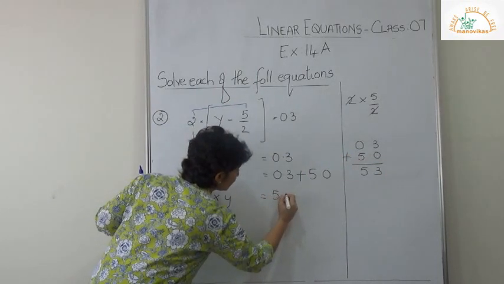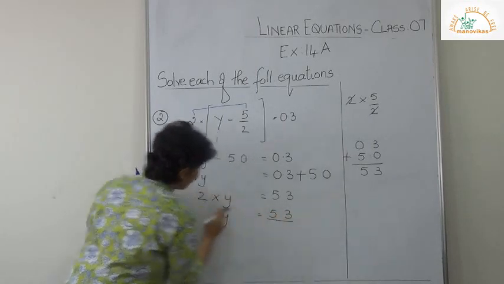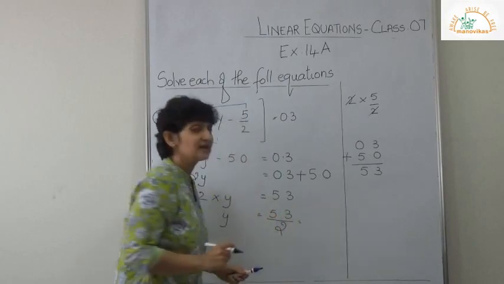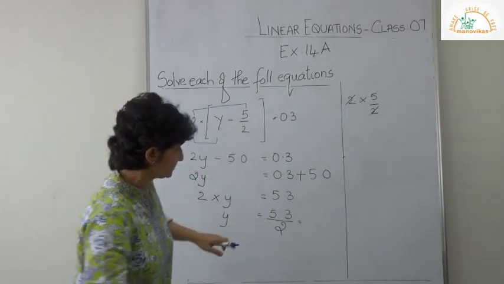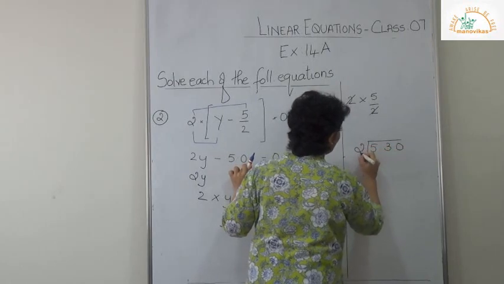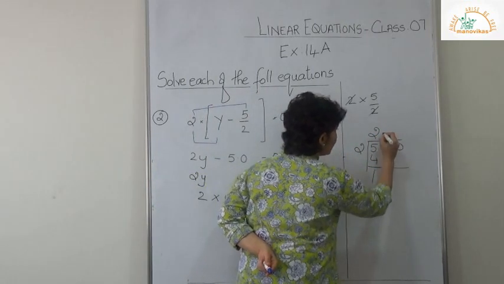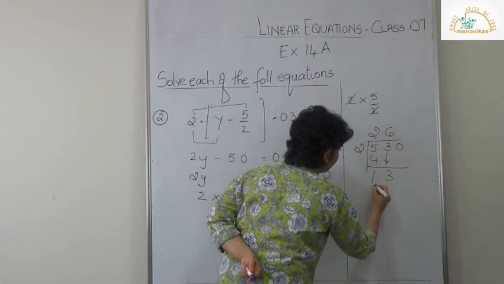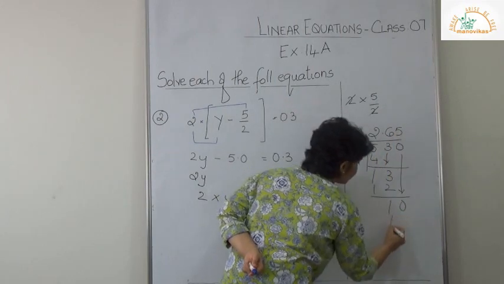So this will be 5.3. So y is equal to 5.3 upon 2. When I bring this side, upon 2. Now children, my answer will come in decimal form. Right? Why? Because here I have decimal. So let's divide and see. 5.30 divided by 2. Correct? Now 2 twos are 4. 5 minus 4 is 1. Put your decimal point. Bring your 3 down. 2 sixes are 12. 3 minus 2 is 1. Bring the 0 down. 2 fives are 10.